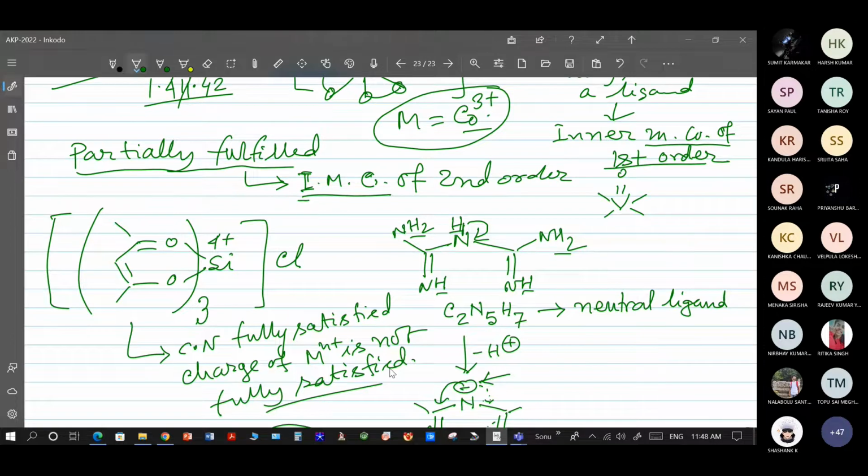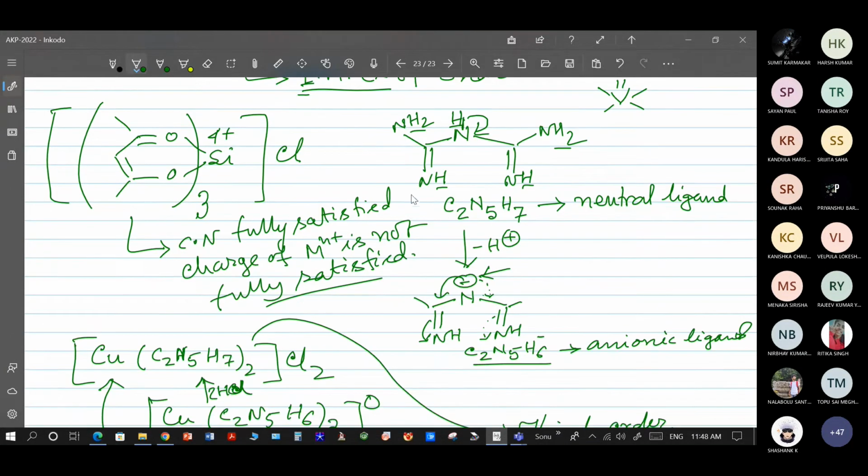There is another complex, known as the inner metallic complex of the third order, and I am going to give one particular example here. This is known as biguanide. If you deprotonate one NH proton of biguanide, you can make a negative charge on this nitrogen atom, which will be delocalized onto the system, and it will act like a C2N5H6 one minus charge ligand. So this can make a copper complex which will be neutral in nature.